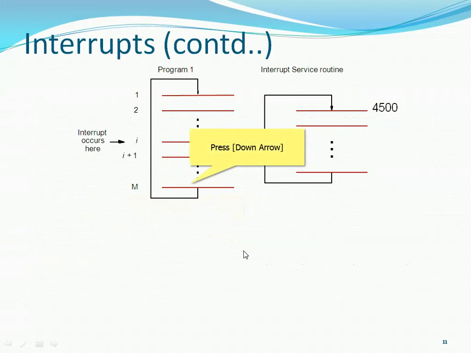One such example, from the diagram: program 1 contains m instructions, and while these m instructions are executing, an interrupt arrives. An interrupt arriving means there is a subroutine, that is, an interrupt service routine. The interrupt service routine runs whenever the interrupt occurs. For example, the interrupt occurs at the ith instruction.